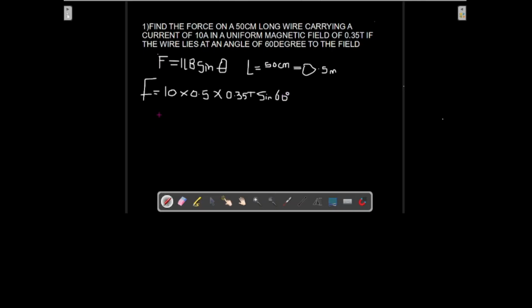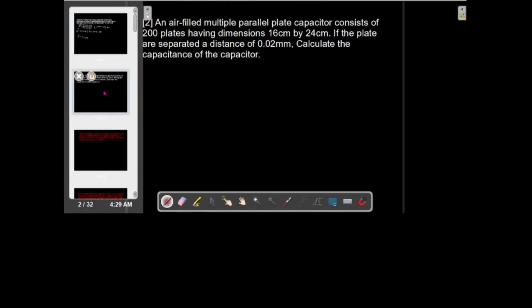And then here you can evaluate this using your calculator. You should get approximately 1.52. And now since we are solving for force, the unit is Newton. So that's question 1 done. Just remember the formula for the magnetic force on a current carrying conductor is F equals ILB sine theta. Alright, that brings us to question 2.